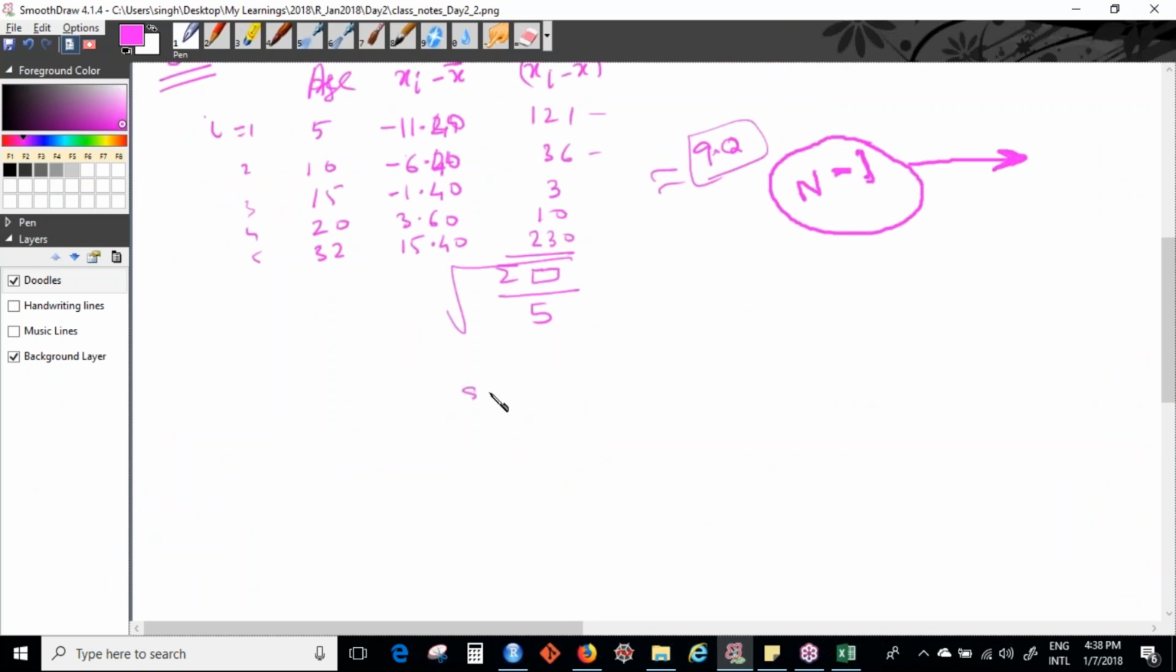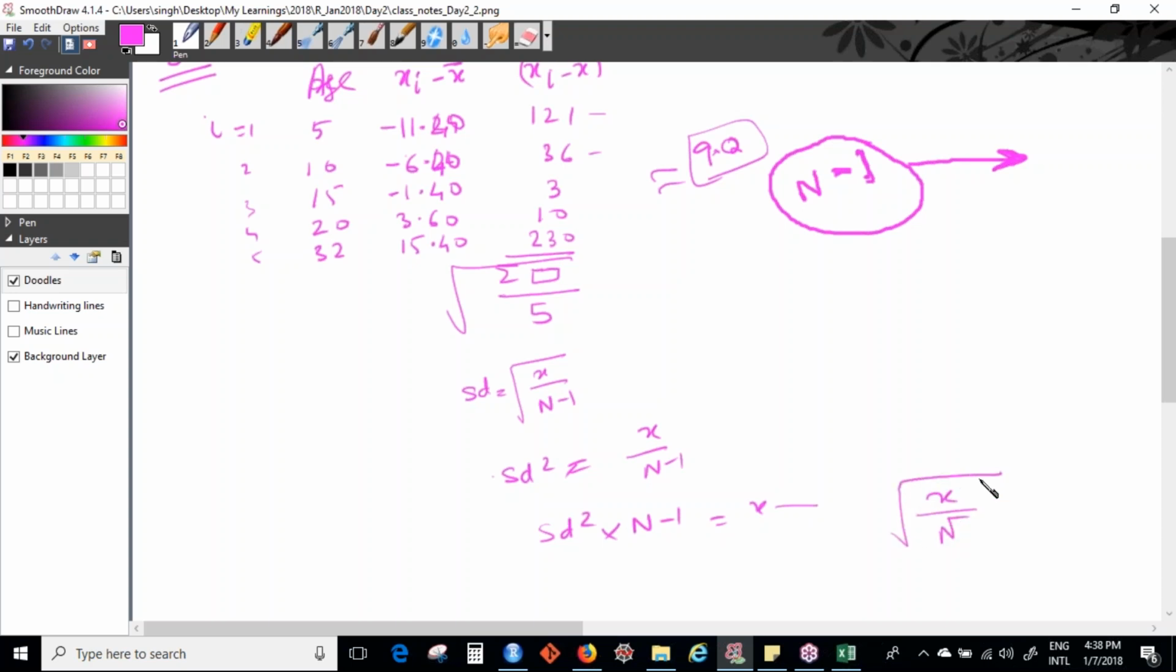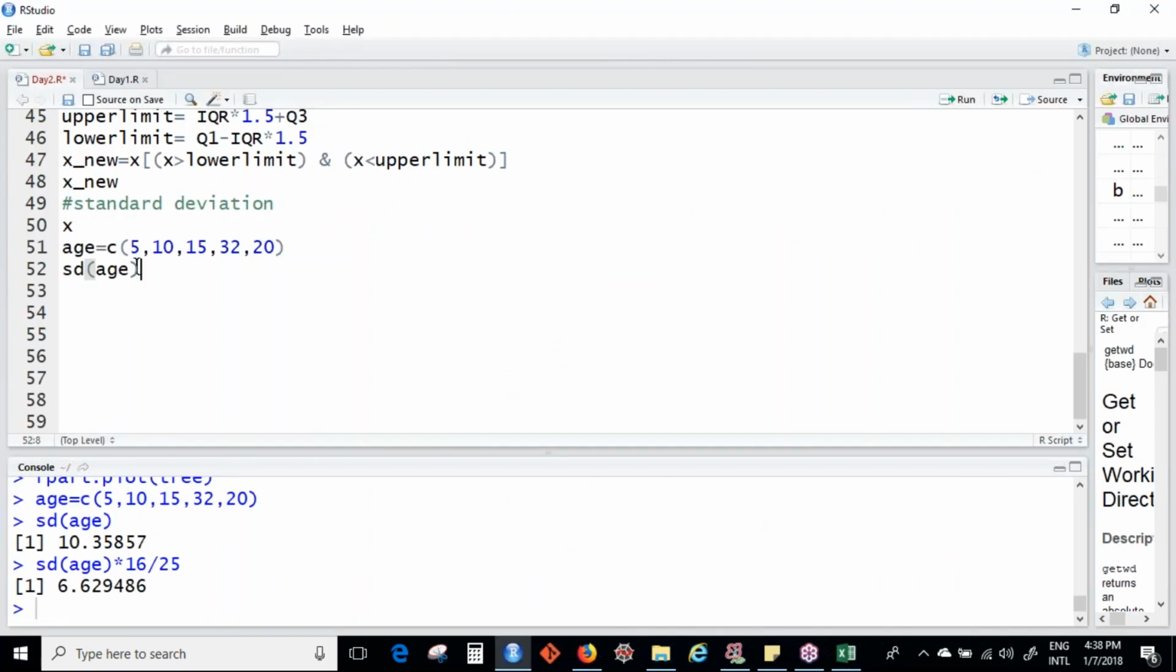So the SD which R is calculating is whatever SD we have, but it has n minus 1. Let's say this is your x. To get rid of this, we will do SD whole square is equal to x divided by n minus 1. SD whole square into n minus 1 will be your x. And that x you will take, divide again by n and take the square root. So that's what you will do to get the correct answer.